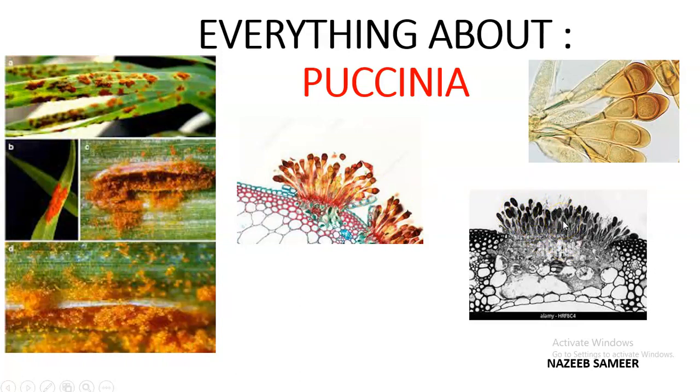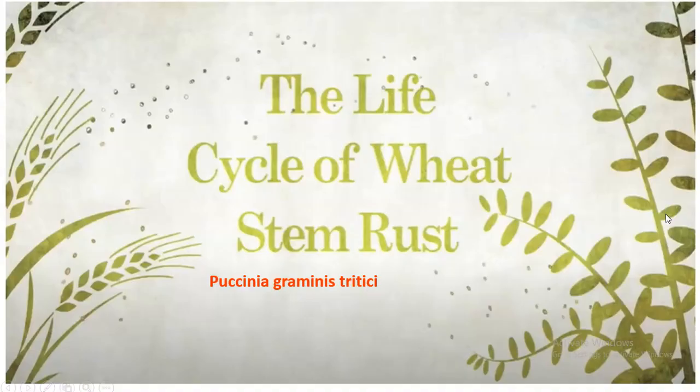So what is this thing? Then you can see this bicelled, two-celled structure. What is this thing? So that means the life cycle of Puccinia is a little bit complex, but I'll make it very simple. So this is the agenda for today.